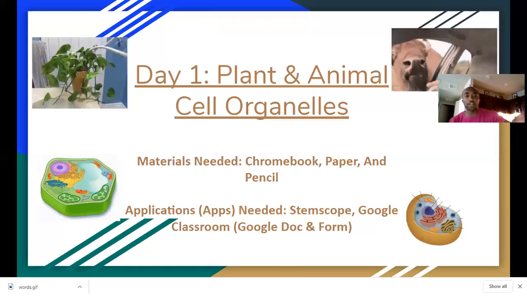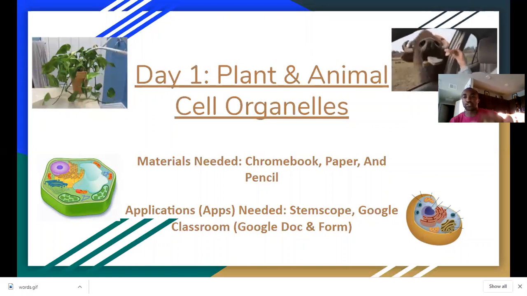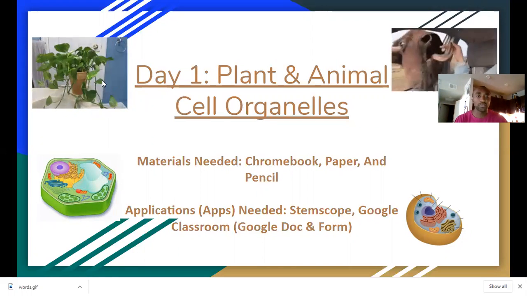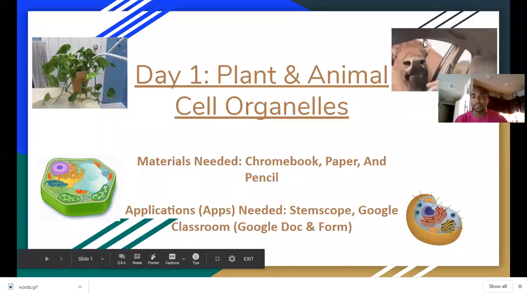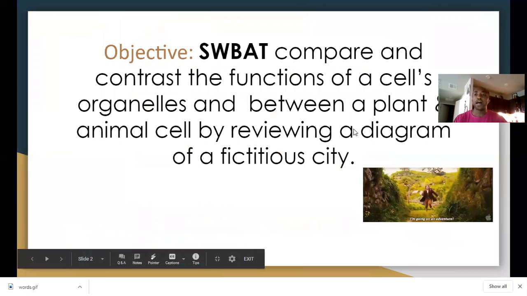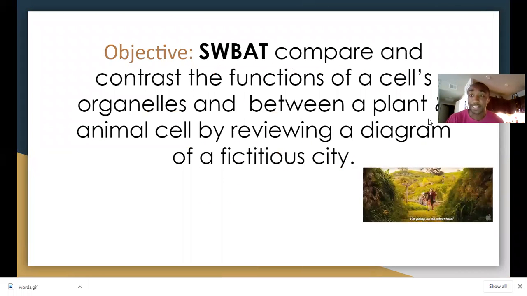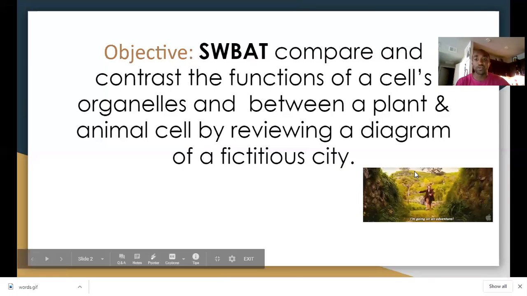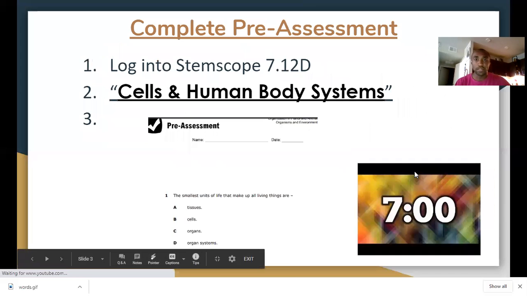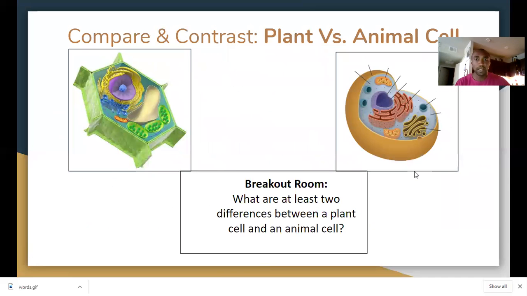So when you look at these four images that are on the screen right now, I can actually use my cursor to point toward it. What exactly do they mean? We're going to come back to this. Our objective for today: at the end of the class, you will be dynamite with all of this. Students will be able to compare and contrast the functions of a cell's organelles and between a plant and animal cell by reviewing a diagram of a fictitious city. All right, moving forward.